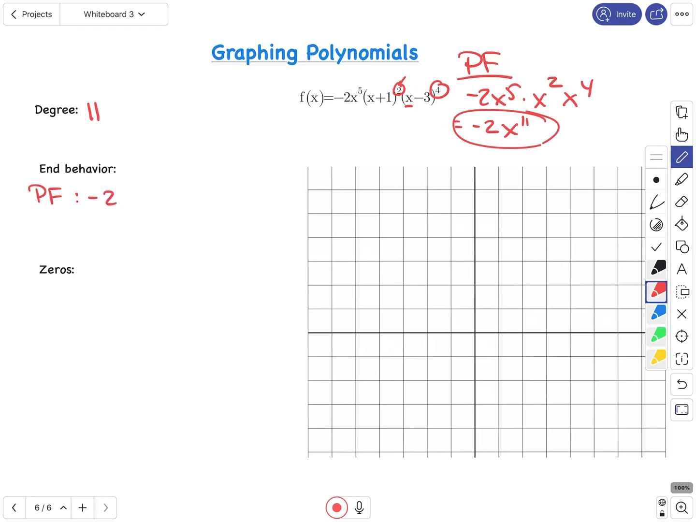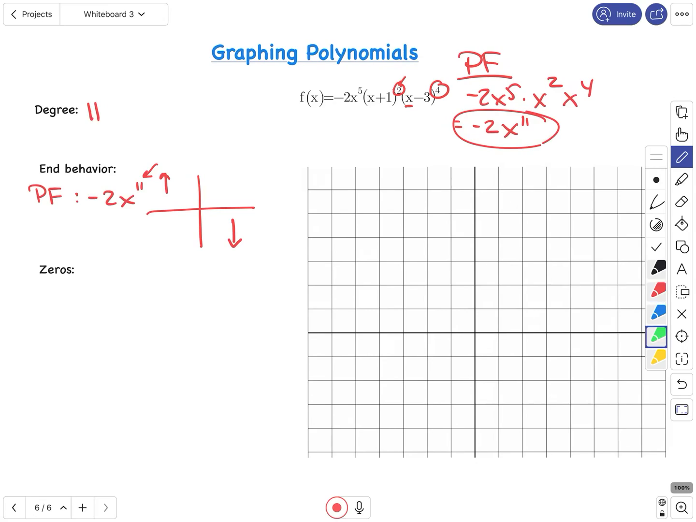Your power function is -2x to the 11th. And what we care about is that the 11 is odd. So the endpoints will be different. And it's a negative, so it's going to start up, going up on the left and down on the right. And the zeros will tell us what happens in the middle.